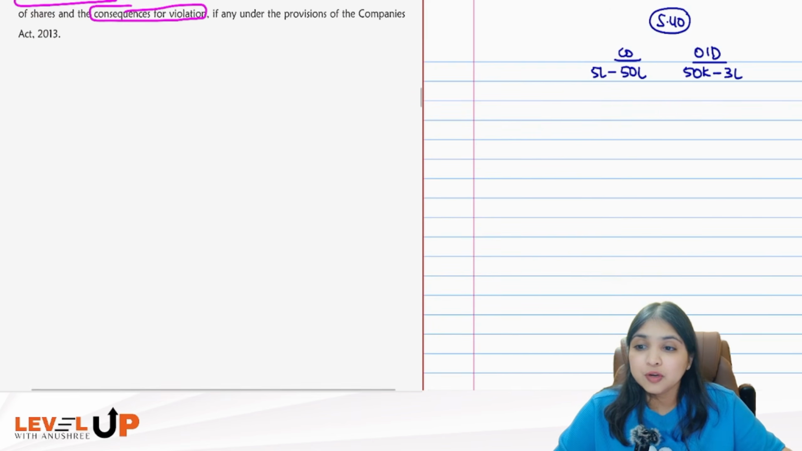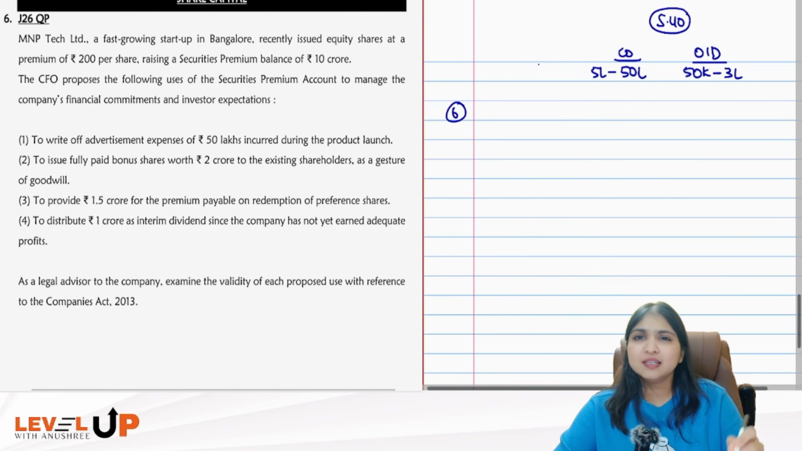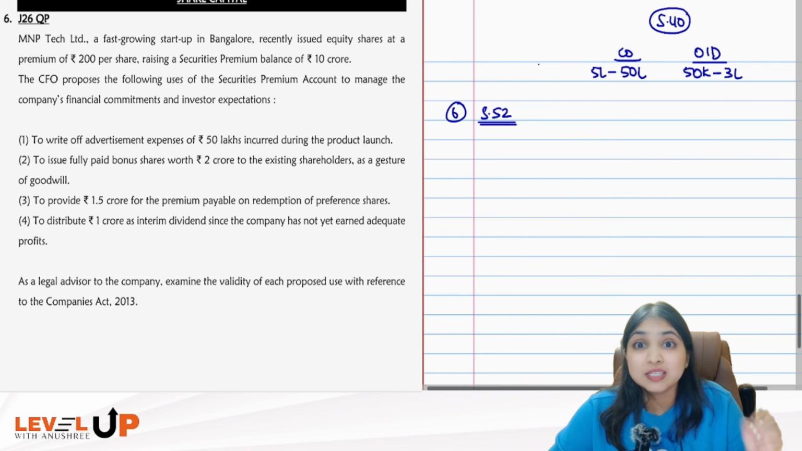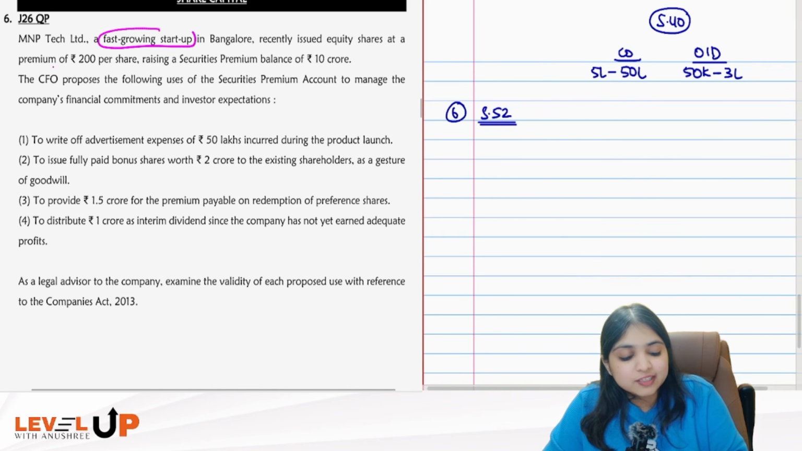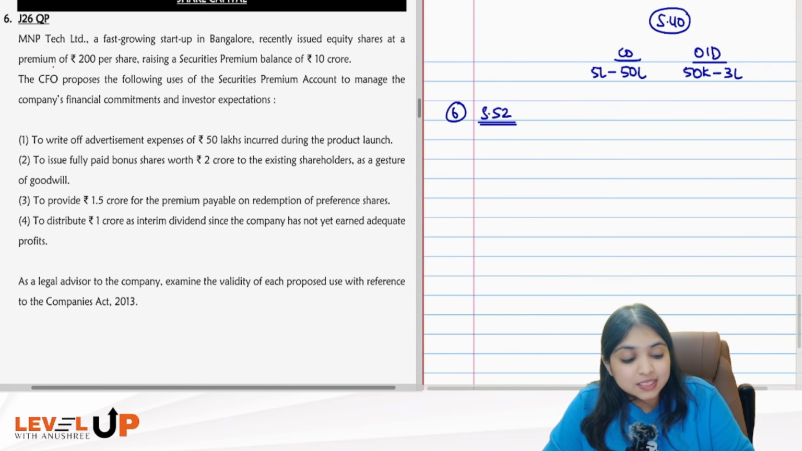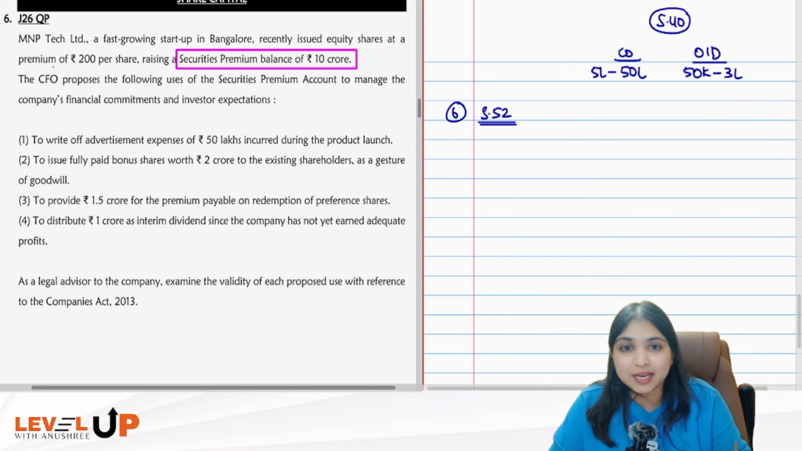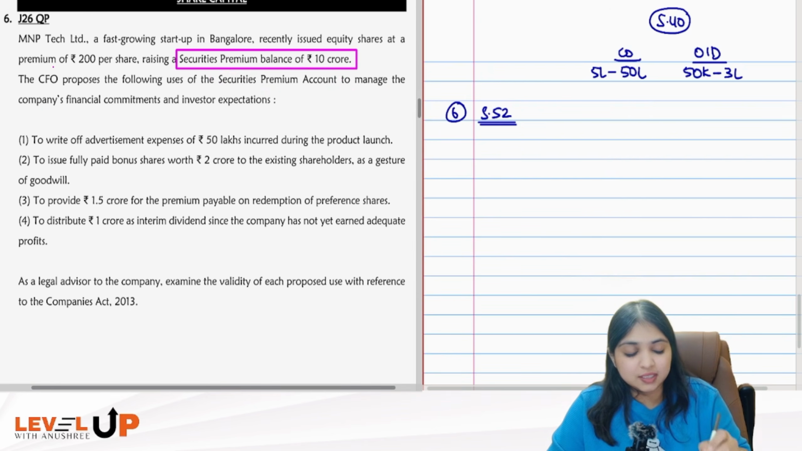Okay, then come on, guys, to our question number 6 from the share capital chapter. Now this question is a very simple question on section 52, which is about utilization of the securities premium money. The question says: MNP Tech Limited, a fast growing startup in Bangalore, recently issued equity shares at a premium of 200 rupees per share, raising a securities premium balance of 10 crores. The CFO proposes the following uses of the securities premium account to manage the company's financial commitments and investor expectations.